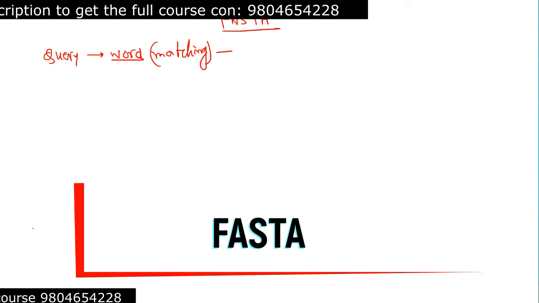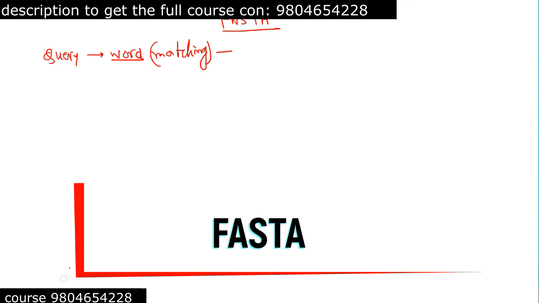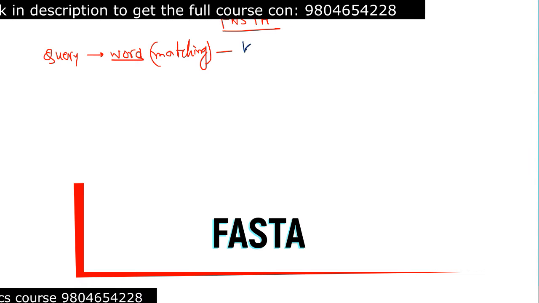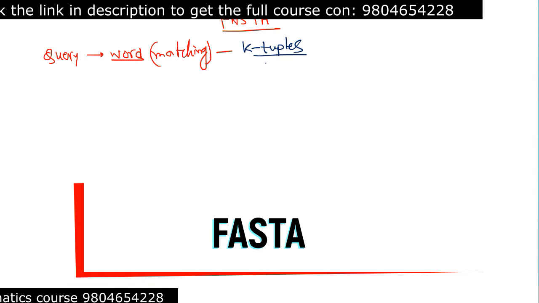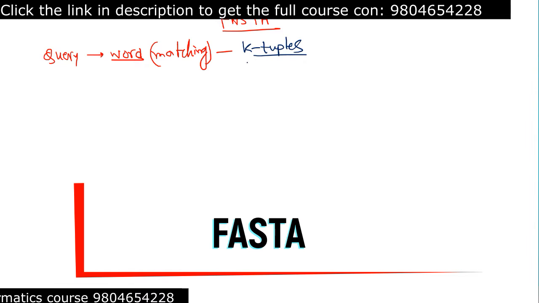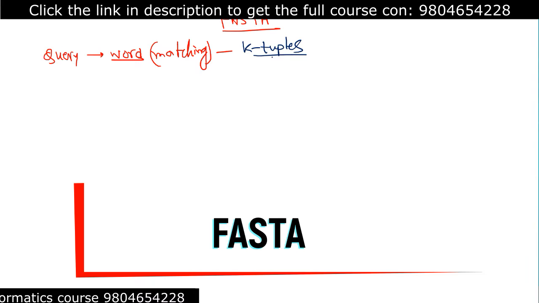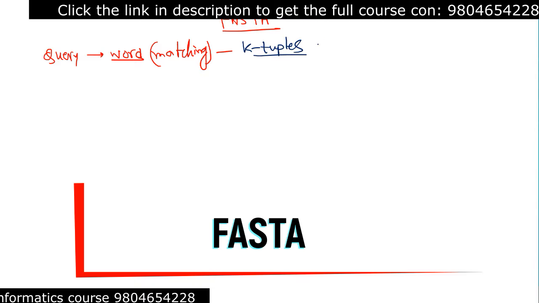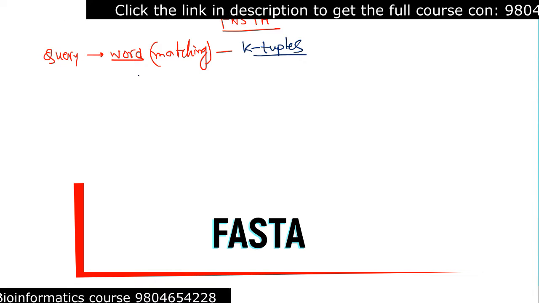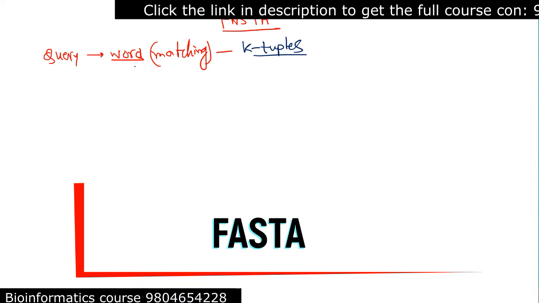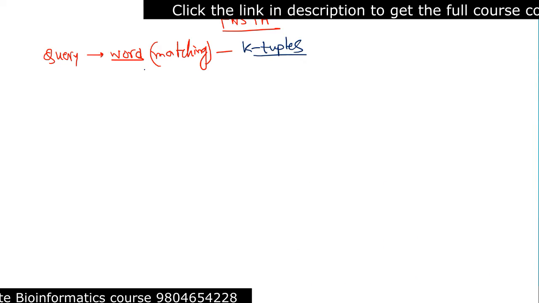the matching word will be known as what? Let me write it down. K tuples. Okay, that is the matching word, K tuples, as neighbor word in the BLAST. In case of BLAST, whenever the word is matching, we call them neighbors. In case of FASTA, if we are choosing a word which is matching, we call it K tuples.